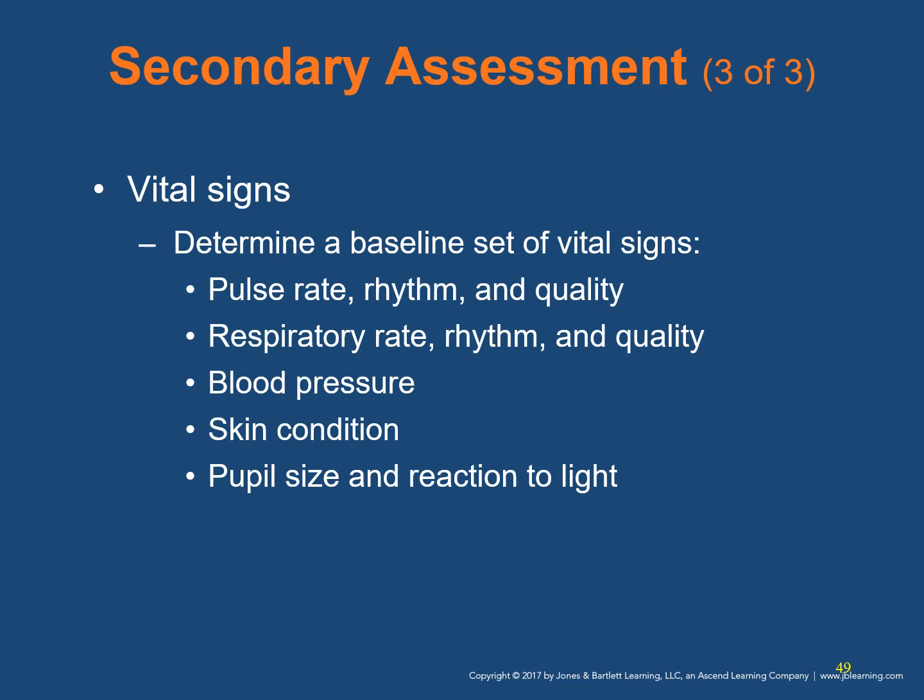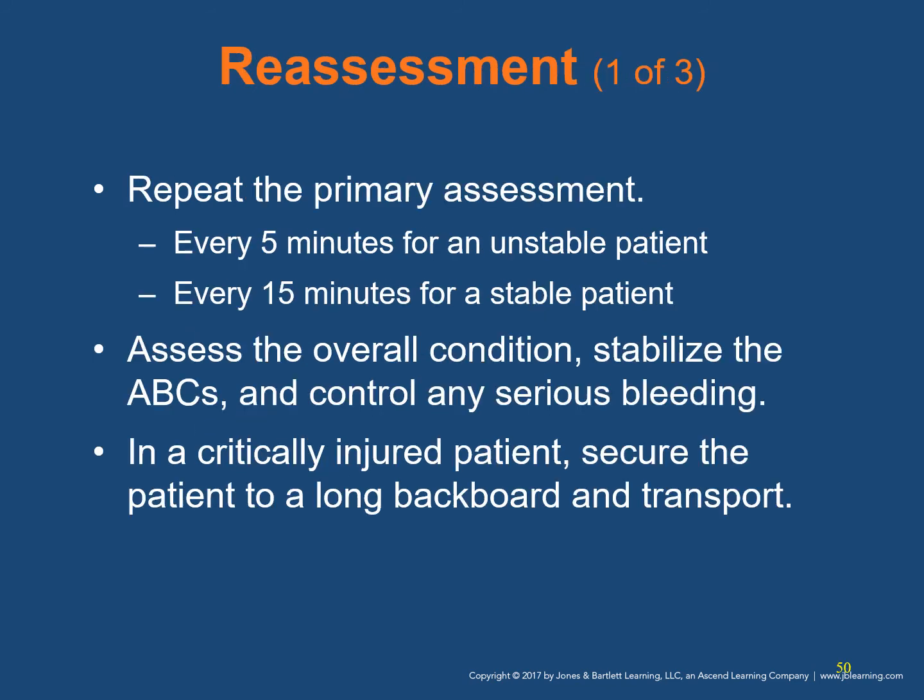Vital signs. Determine a baseline set of vital signs including pulse rate, rhythm, and quality, respiratory rate, rhythm, and quality, blood pressure, skin condition, and pupil size and reaction to light. Trending these vital signs helps you to understand whether your patient's condition is improving or getting worse over time. Reassessment. Repeat the primary assessment to ensure your interventions are working as they should. A reassessment should be performed every 5 minutes for an unstable patient and every 15 minutes for a stable patient.